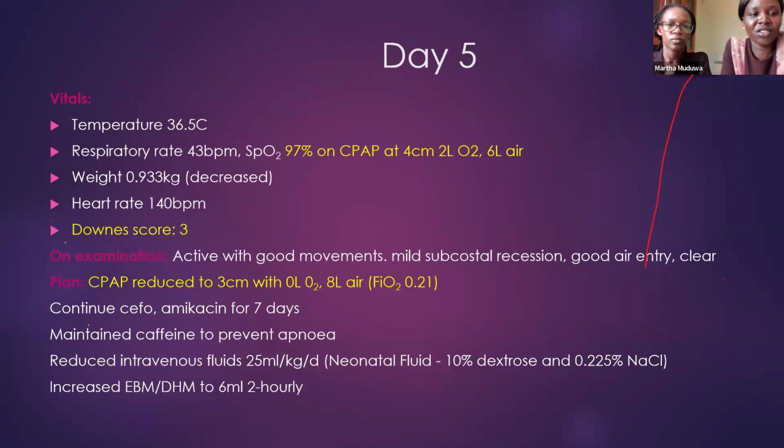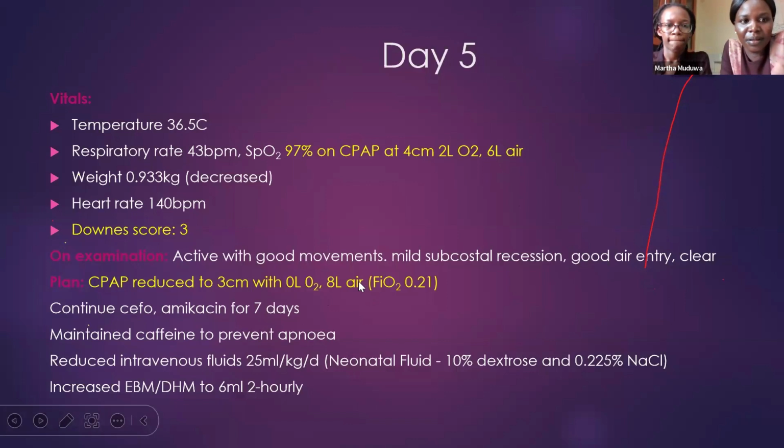Day 5, vital observations done. Her baby was fairly improving. The temperature was at 36.5. The respiratory rate 43. SpO2 was okay, 97. And on CPAP, we had 4 centimeters. And then 2 liters oxygen with 6 liters of air. The baby here was weighing now 0.933 from 0.925. So that means there was a problem then. The heart rate was 144. The Downes score was 3.